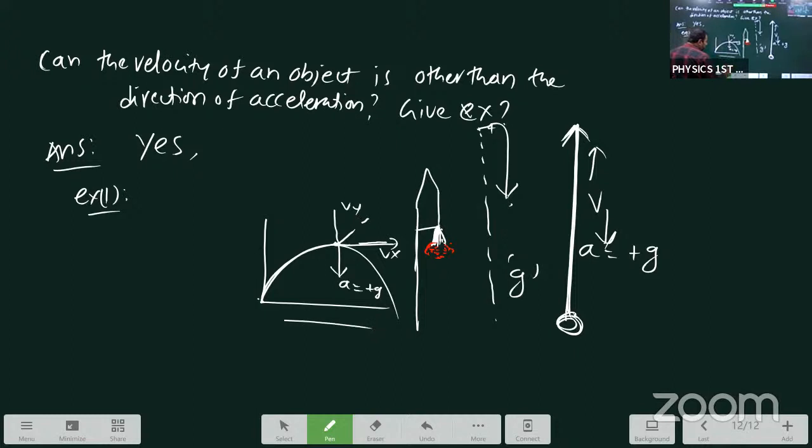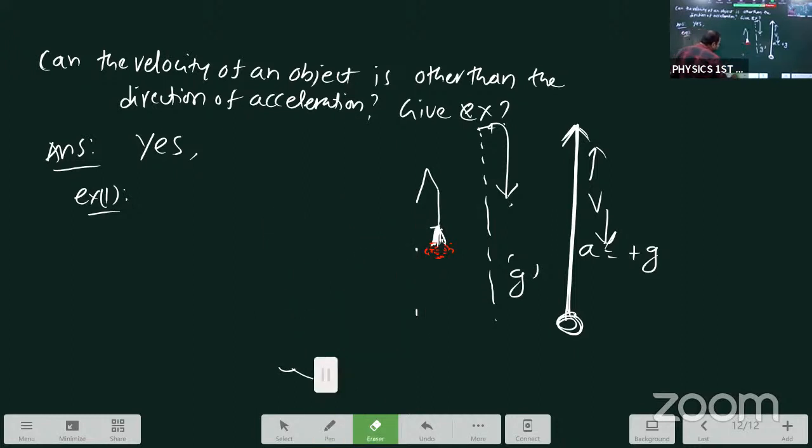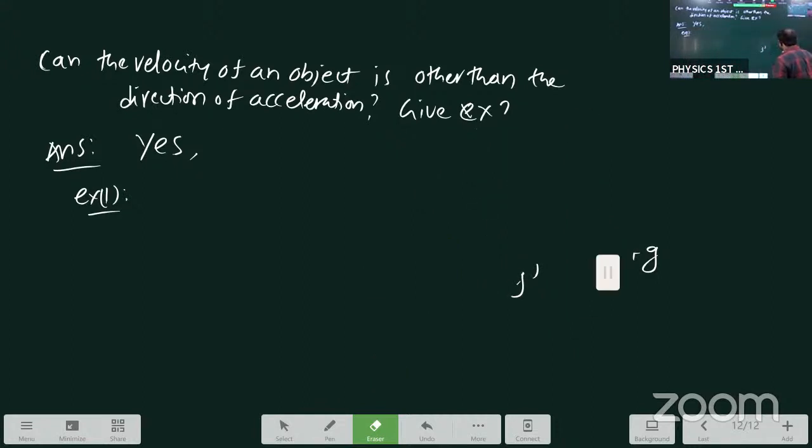In the case of a simple pendulum, see, this is the velocity direction. Acceleration is always with respect to its mean position. So all these examples belong to velocity and acceleration being in different directions. That's why I'm giving the example from motion in a straight line, because this question is from motion in a straight line, so we are selecting the example from this lesson only.